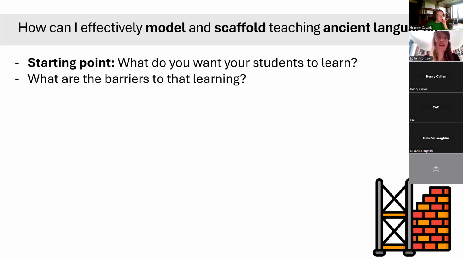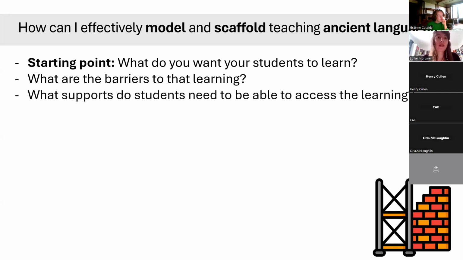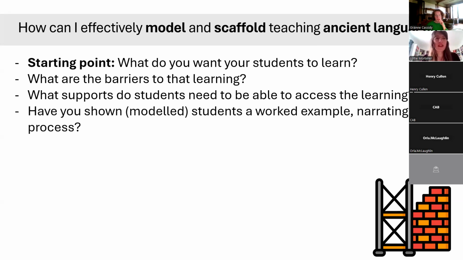Maybe they don't have any vocab knowledge. Well, what support can I do to be able to access that learning? Well, I want them to learn about the dative case, but they haven't got very good vocab. But I don't want them to spend the whole lesson learning vocab. So I can just provide that vocab, and that is one of the barriers that is overcome because I want them to be thinking about that. It's too cognitively overwhelming.